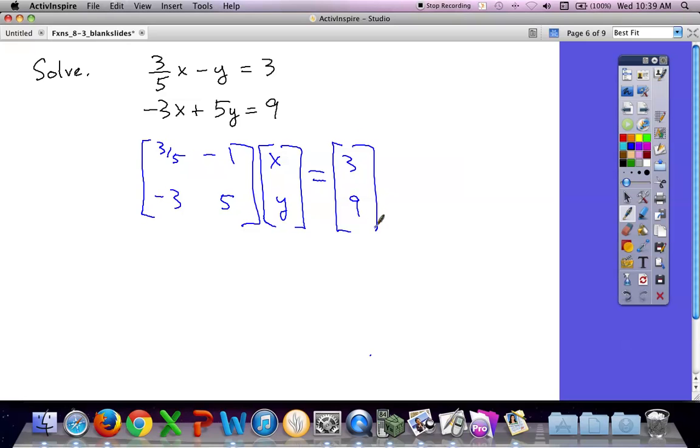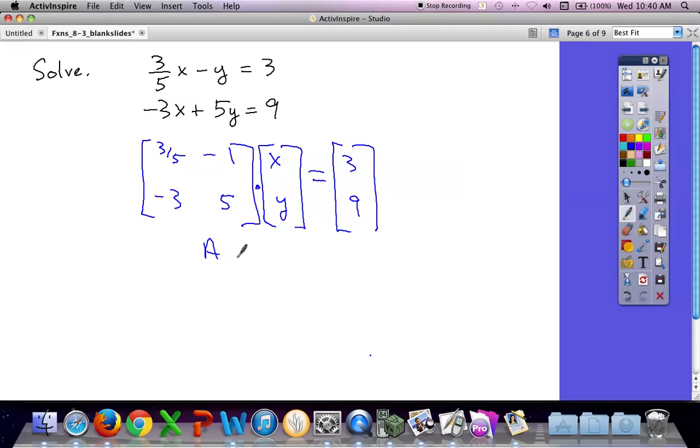And I should have said this on the last one, but remember, this is why we define matrix multiplication like we did. Right? Matrix multiplication is you go across the row and down the column. In this case, it would have been 3/5 x minus y equals 3. That is the first equation. Right? -3x plus 5y equals 9. That is the second equation. So because we defined matrix multiplication the way we did, this is the same thing as this.